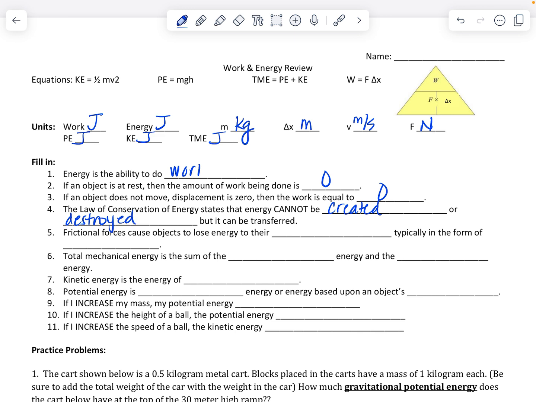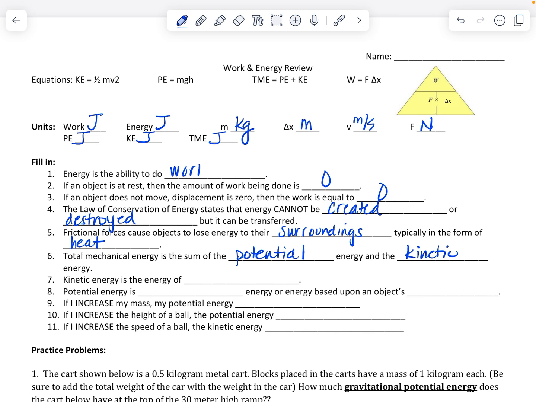Frictional forces cause objects to lose their energy to their surroundings. And usually that's in the form of heat, just like our rolling ball lab. That's why our potential energy at the top was higher than our kinetic energy at the bottom. As the ball rolled down, some of that energy turned to heat due to friction. Total mechanical energy is the sum of the potential and the kinetic energy.